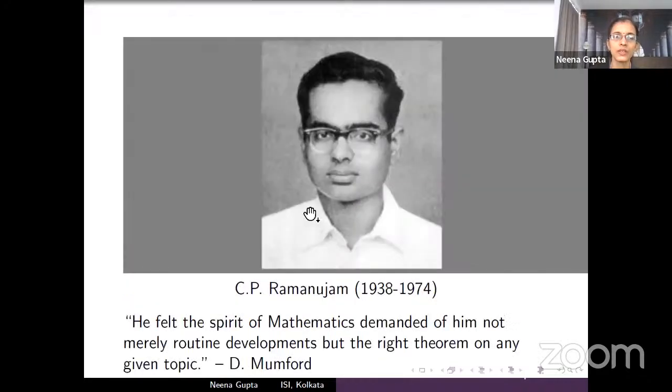So this is C.P. Ramanujan. Professor Mumford had said very nice words about him. He said that about him, he felt the spirit of mathematics demanded of him not merely routine developments, but the right theorems on any given topic. And these are the 4 stalwarts in the area of affine algebraic geometry: Professor Miyanishi, Professor Russell, Professor Koras, and Professor Gurjar.